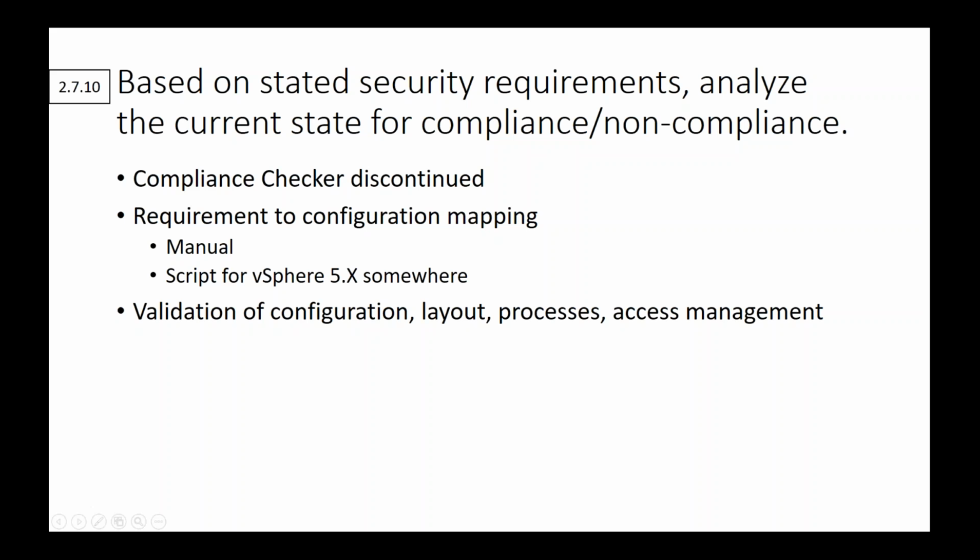So in order to check an existing environment or a current state, you will need to map each of the requirements which you need to fulfill to a specific configuration item in the environment and manually validate the configuration accordingly. But also you need to address and validate other items like segregation of data or segregation of networks, IT management processes, if they fulfill the security requirements, access management, and a whole lot more.